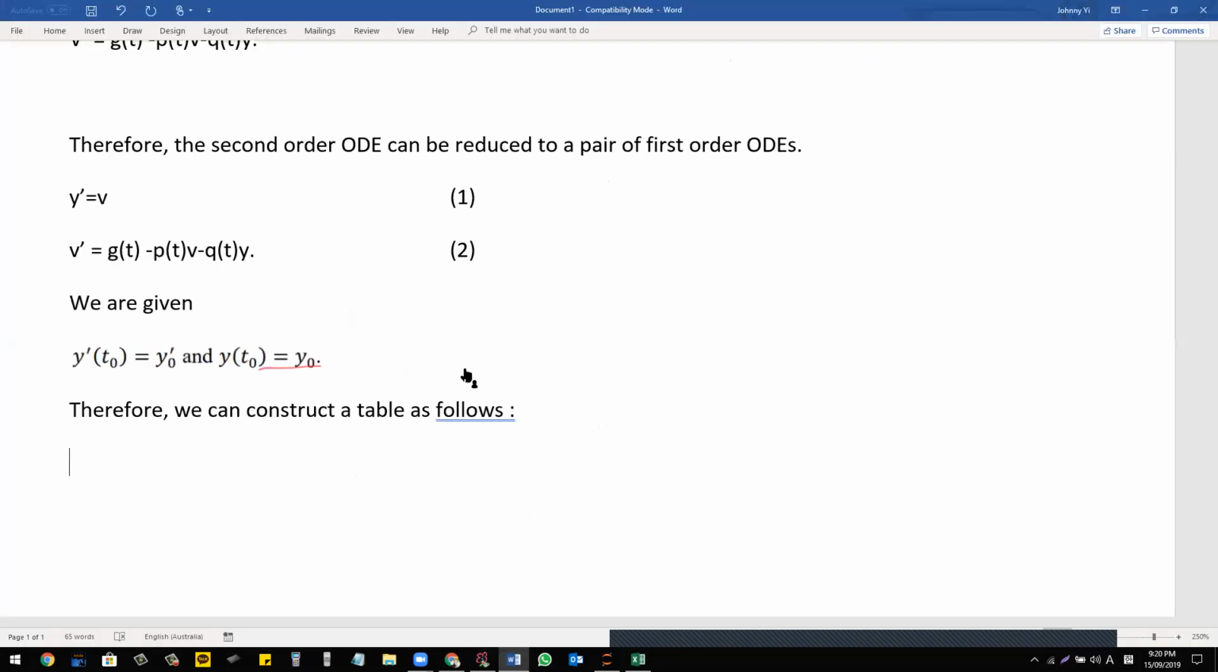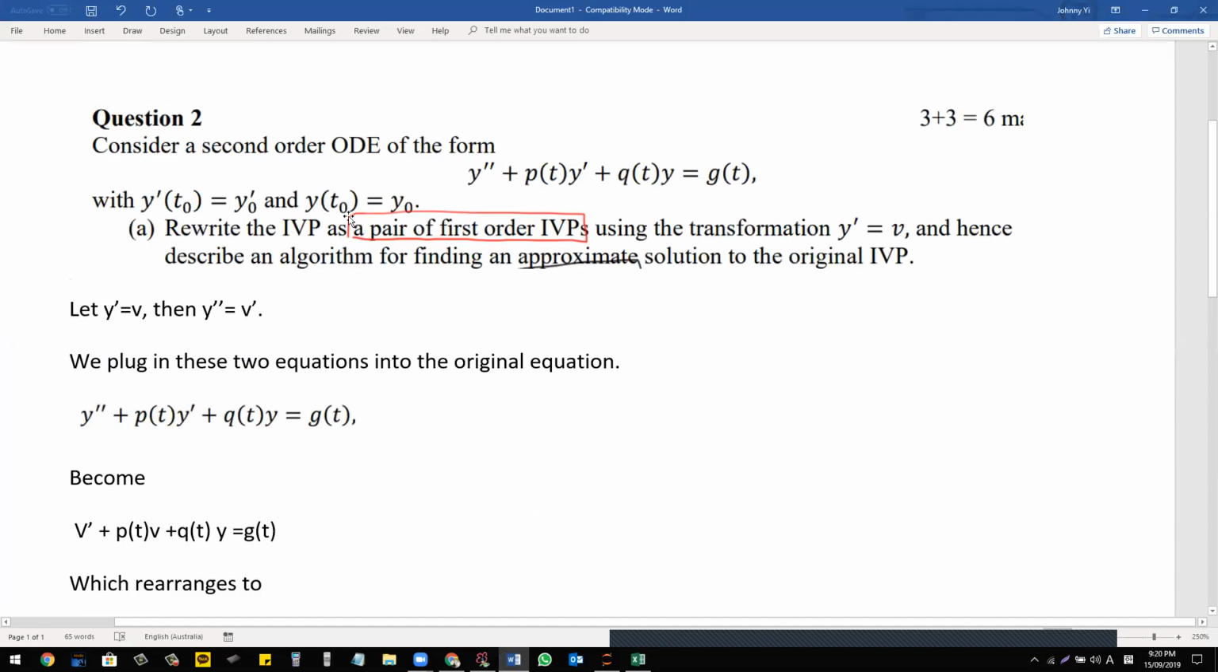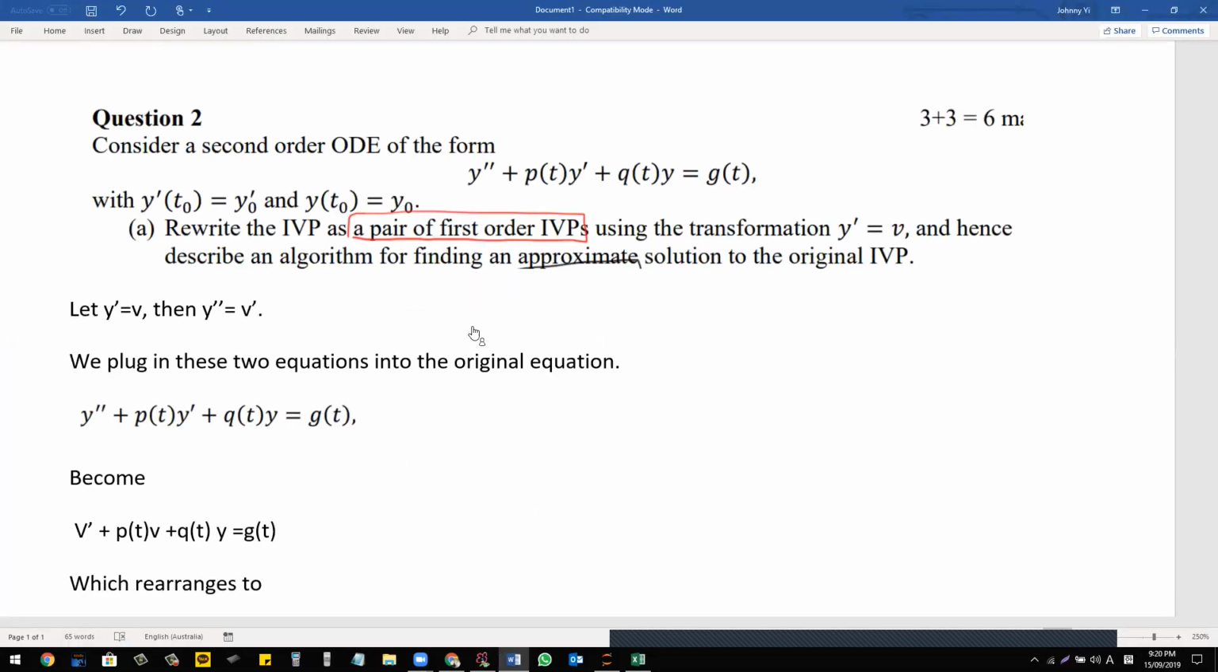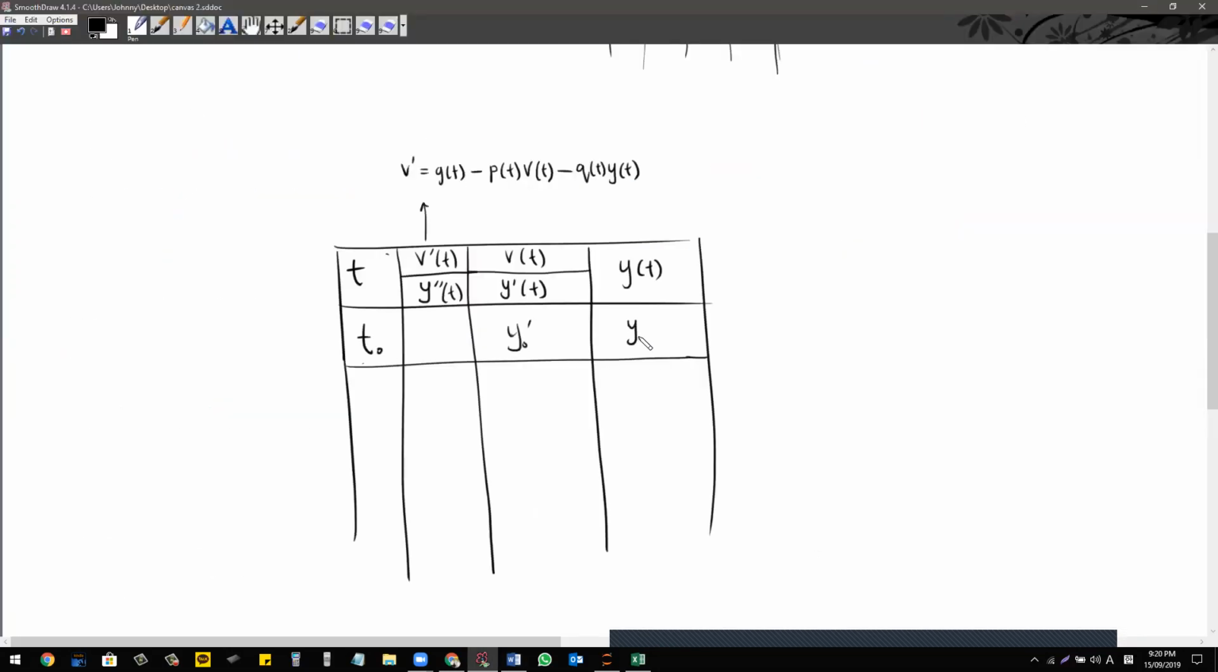We're given that Y dash of T naught is Y naught dash, and this is Y naught. So this one is going to be a little bit difficult. I'm going to actually do it like this. So this one takes that formula.